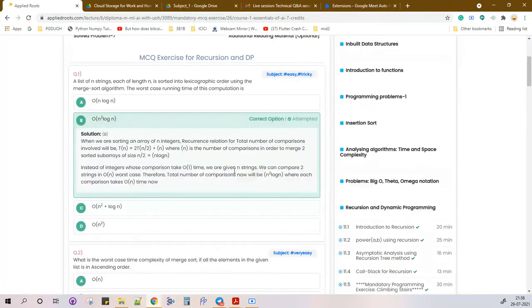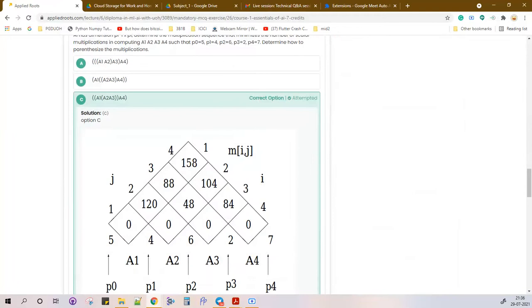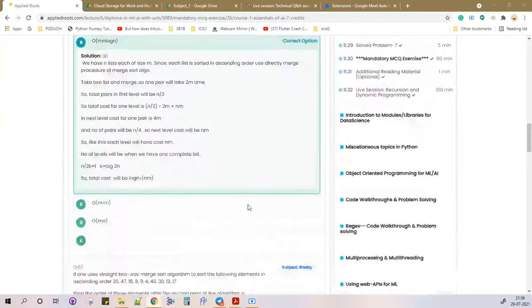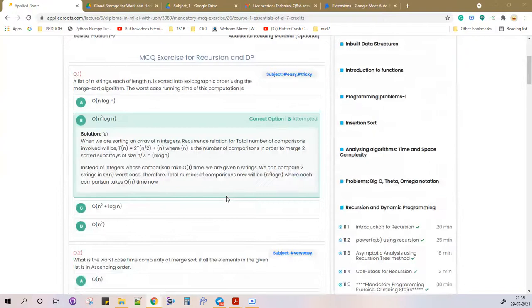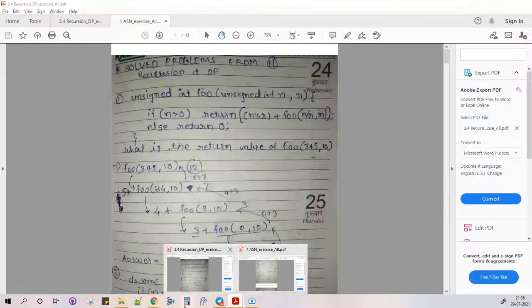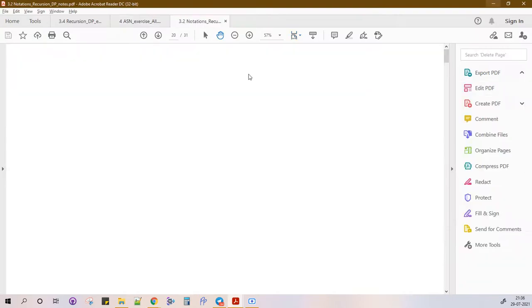This would be more or less straightforward today because we have solved tough questions yesterday. So it would be more of a straightforward thing. But before starting that, let's have a bird's eye view on the formulas that we have. Where is the note? Notes. Yes, these notes. Okay.